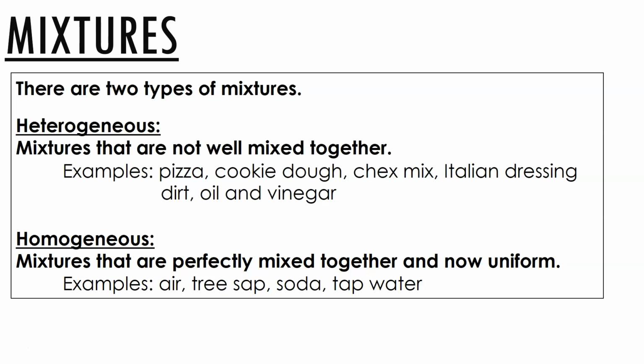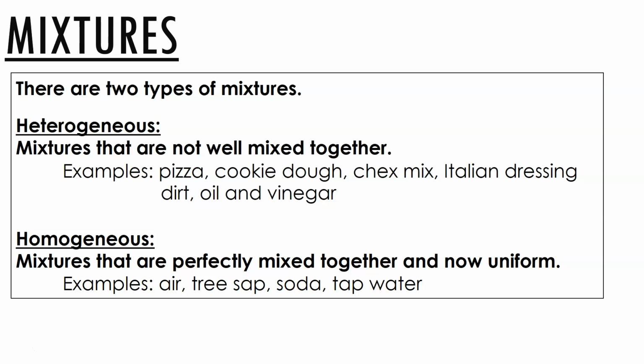Some other everyday examples might be pizza, right? Every single bite of pizza is not identical. You have the cheese on one layer, you have sauce that's separate from the crust. You might have different toppings on different parts of the pizza. Cookie dough, maybe you have chocolate chips mixed in, but they're not necessarily perfectly mixed together. I can reach in and easily pick out those chocolate chips. They're not completely uniform.